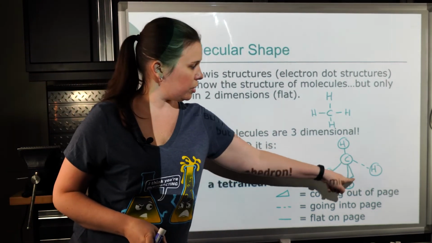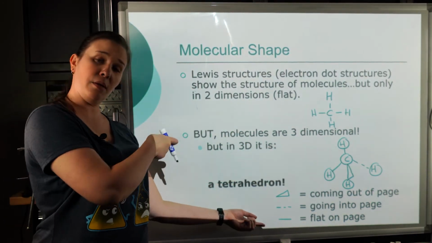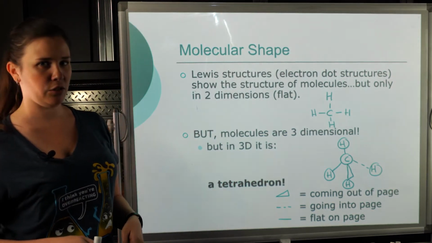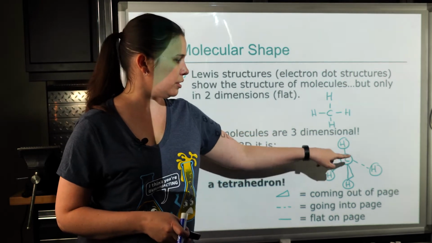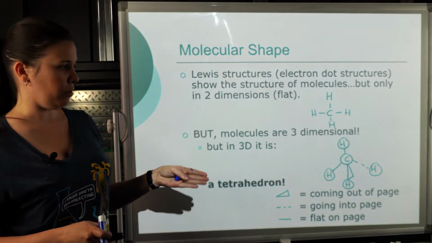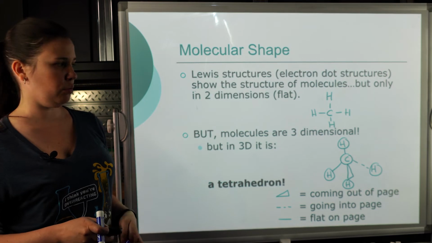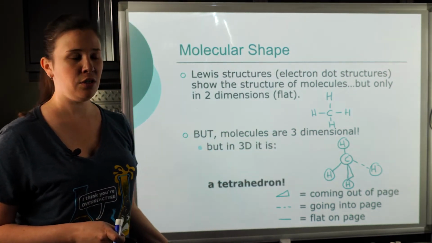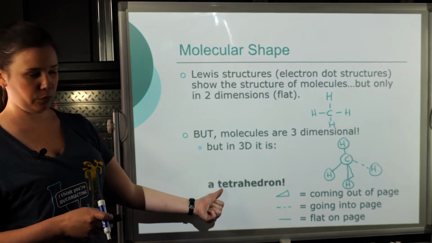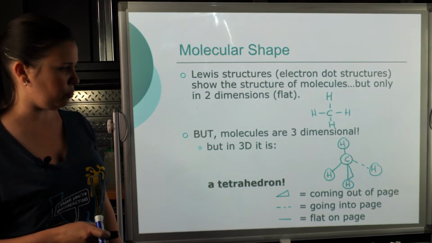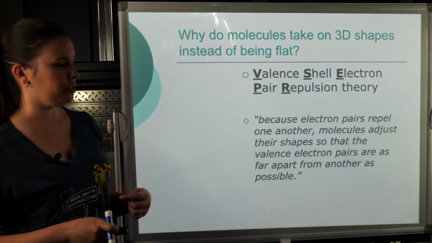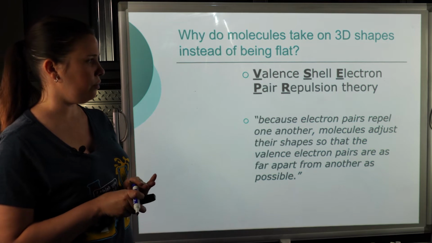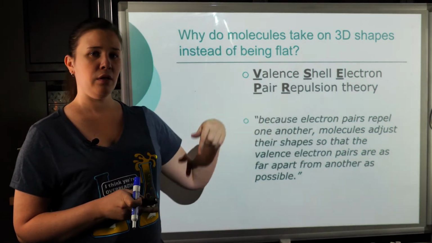You want to be able to use the wedges and the dashes to show what's going into the page or going backwards, and then what's coming out of the page and what's laying flat on the page. Usually you can fit the central molecule and then two things in the plane of the paper, and then have one thing coming towards you or one thing going away from you. Sometimes you only need one, either a wedge or a dash. With a molecule that's tetra or four-sided, four attachments, you would need both. So we're going to look at this VSEPR theory, or valence shell electron pair repulsion theory, and see how those electron pairs repel the bonded atoms.